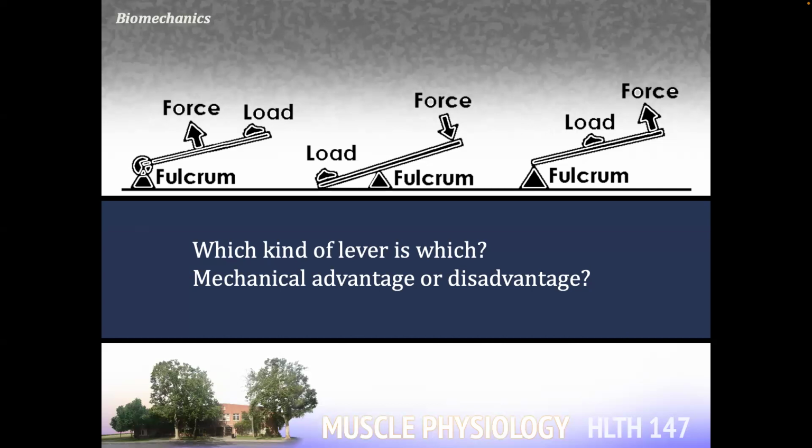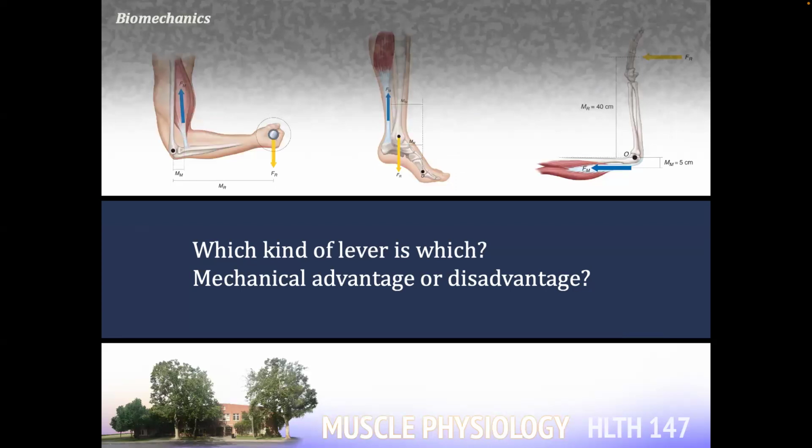So that leaves the third class lever, in which the fulcrum is on one side and there's a mechanical disadvantage. The load is farther away from the fulcrum than the force. And the image on the left, that's your third class lever. Fulcrum, force, load. Load is farther away, which means the moment arm of the load is longer than the moment arm of the muscle.